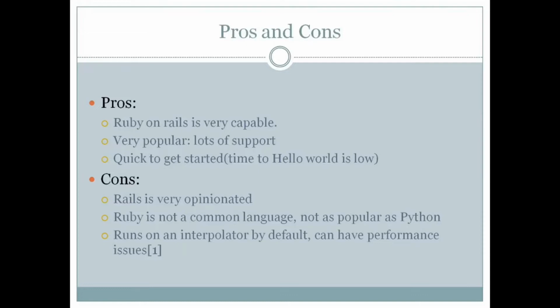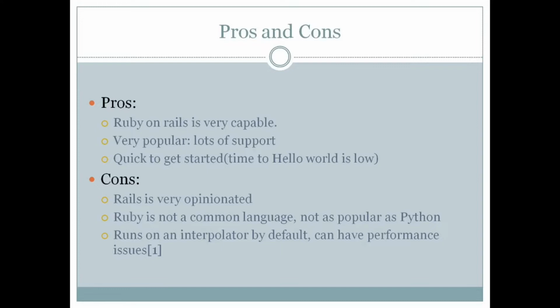Overall, so far, the pros for Ruby on Rails is that it's very capable. As you can see, it's used in a lot of big sites. It's very popular. There's a lot of support, a lot of documentation, and it's really quick to get started. The time to hello world as a metric is very fast, very low, right?